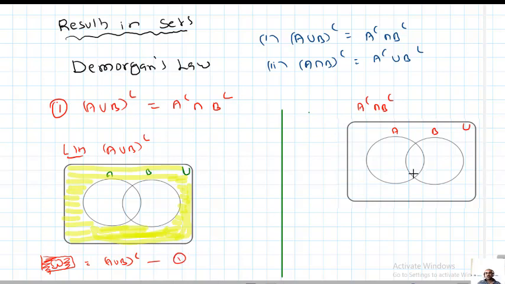Similarly here, you want to show that the area should be equal to A complement intersection B complement. For that, first of all, you want to shade A complement. Next, you want to shade B complement. Their intersection should be found. So I want to shade A complement. To shade A complement, from U you want to remove A. That's all.